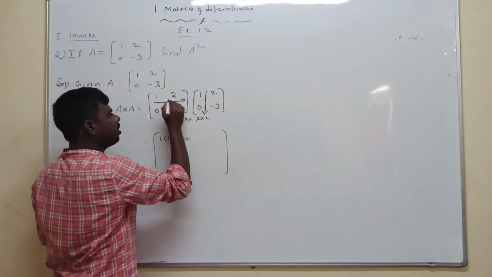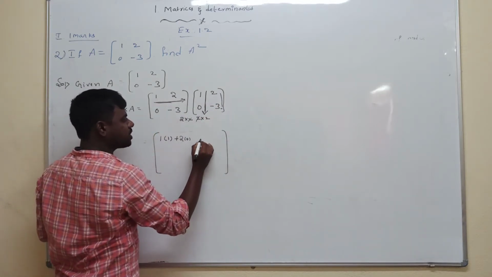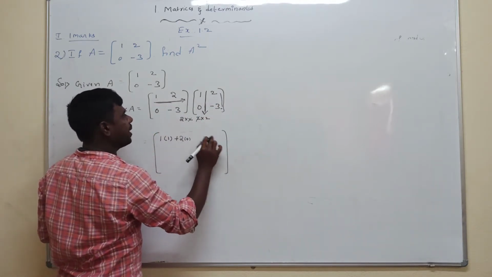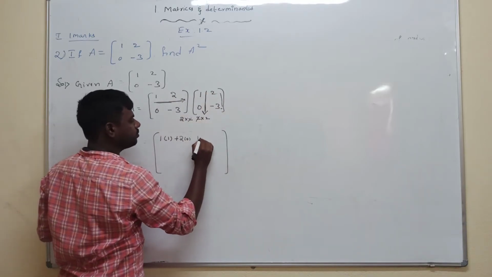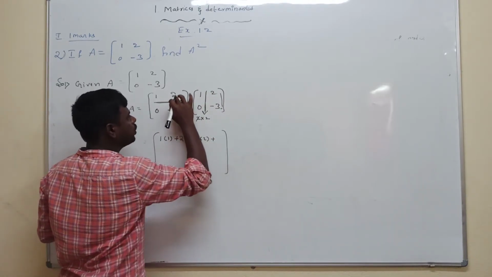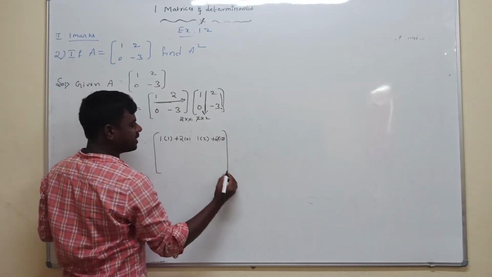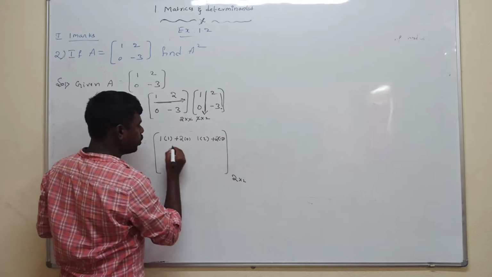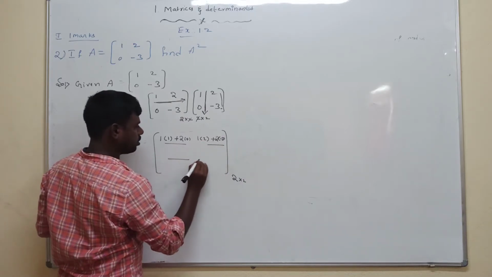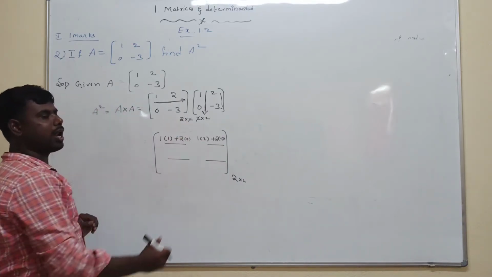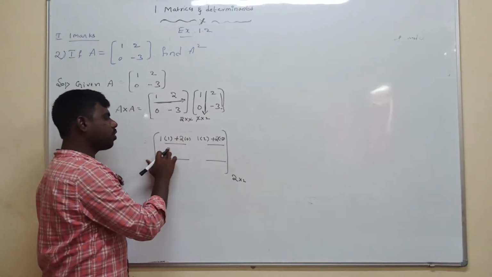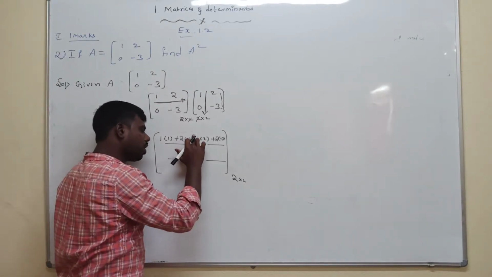Next, first row, second column. First row, second column, this is the position of the element. 1 into 2 plus 2 into minus 3. We get the resultant matrix of 2 by 2, 2 rows, 2 columns. What is the position of the element? What is the row? What is the column? This is the first row, first column.